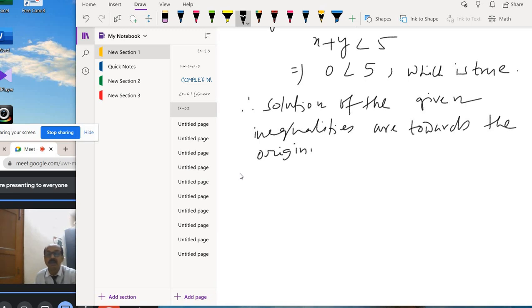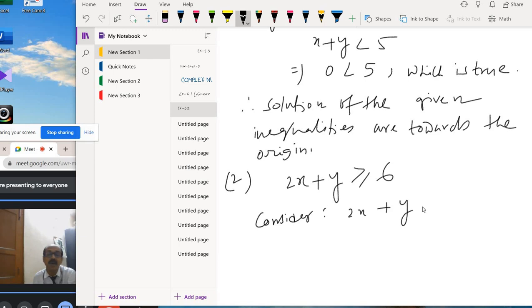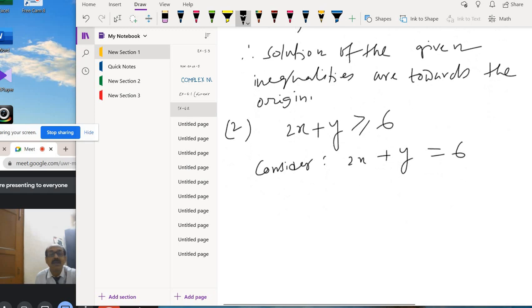Question number 2 is 2x plus y greater than or equal to 6. Okay. So first consider 2x plus y equal to 6. Take the equal sign. Now to make the right side 1, dividing both sides by 6. Each and every term dividing by 6 to make the constant one.